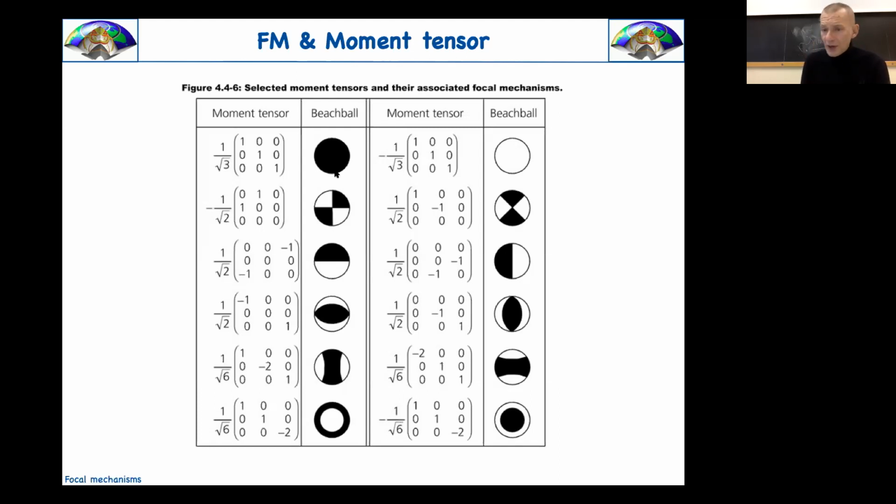For example, for a pure explosion, what you can do is to put a beautiful 1, 1, 1 on the diagonal, and you will get a blow. Now, if you get a situation like that, all the rays leaving the source will be pushes everywhere. And so the beach ball for a pure explosion is totally black. If you have a cave that is imploding, it will be totally white.